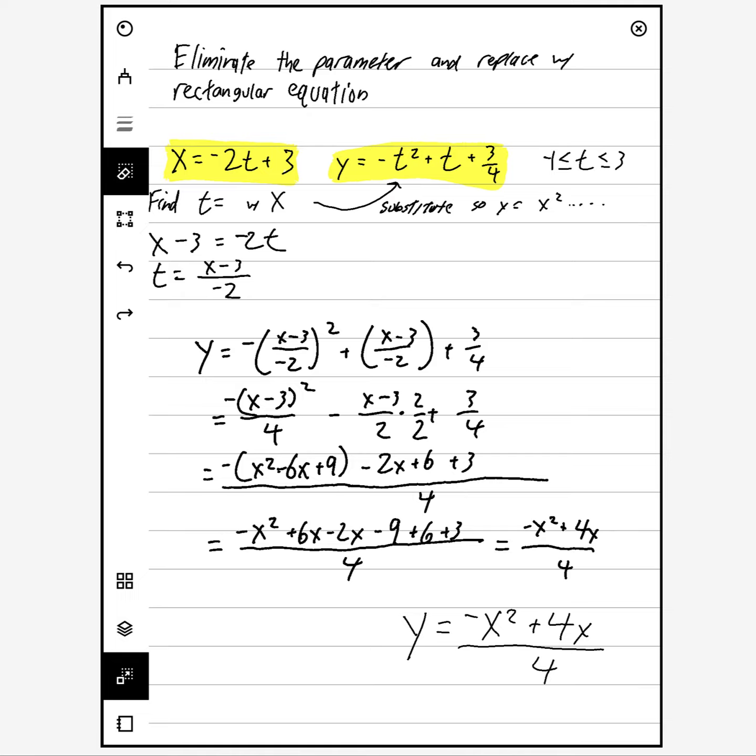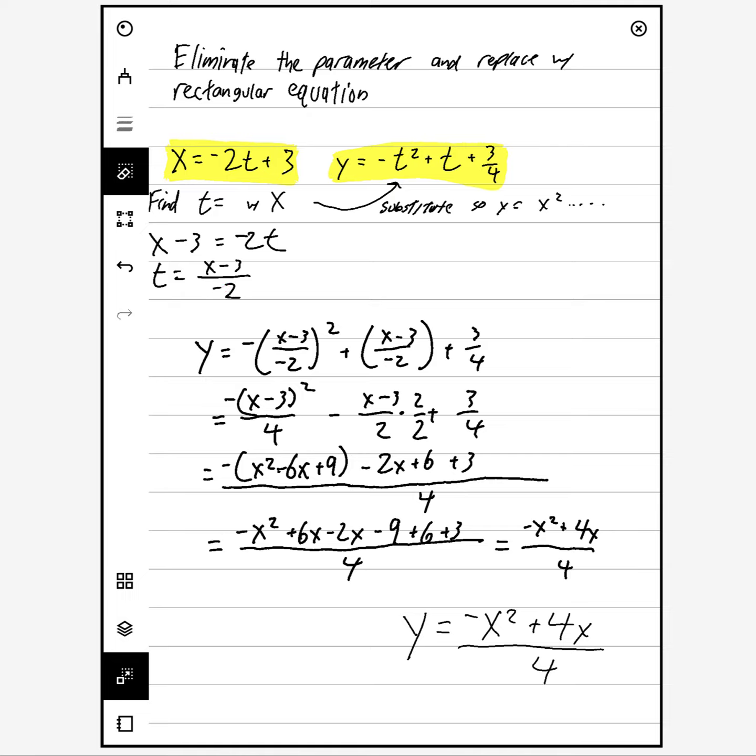So once we rewrite it in rectangular form, we're going to be writing it as y is equal to something. And since there's no longer t, we're no longer bound to that parameter. So let's just take that out, because we're not really going to need that in the end. Okay, so the first step, we're going to find what t is equal to with respect to x. For example here, t is equal to x minus 3 over negative 2. That's our goal. And then once we have what t is equal to, we're going to substitute that into here and replace all the t's with our new value of x minus 3 over negative 2.